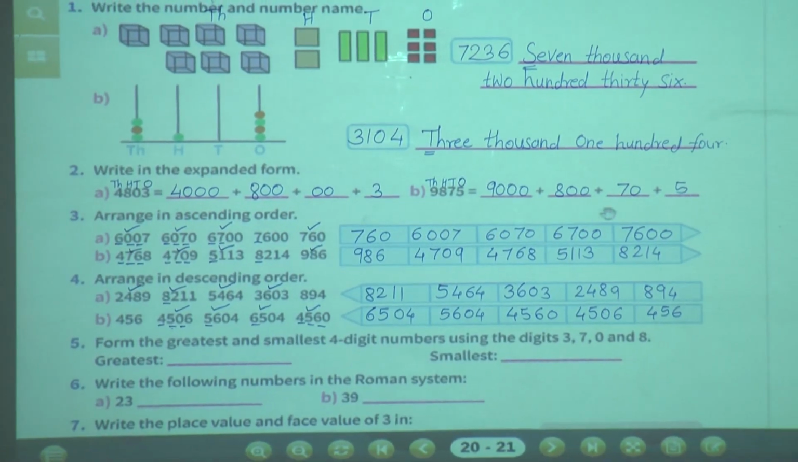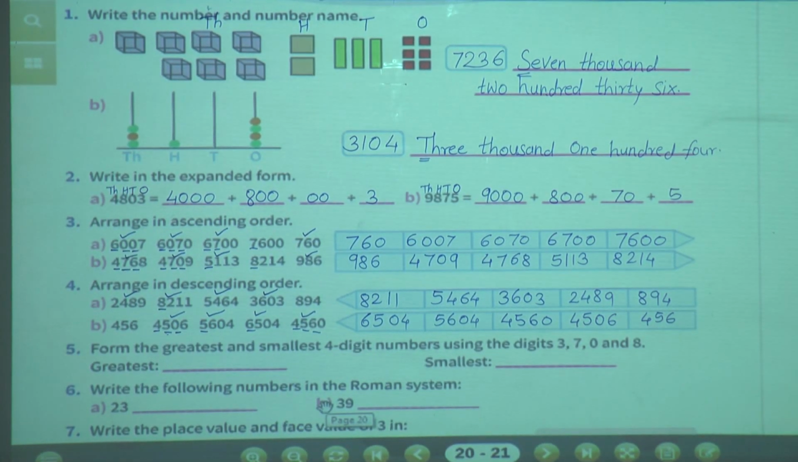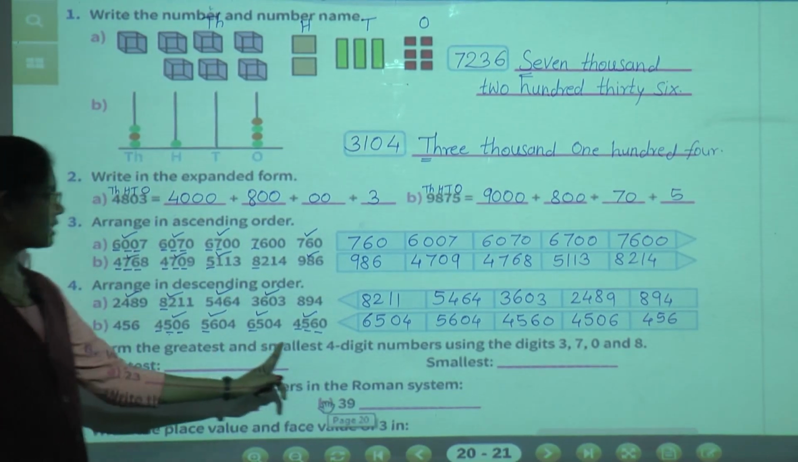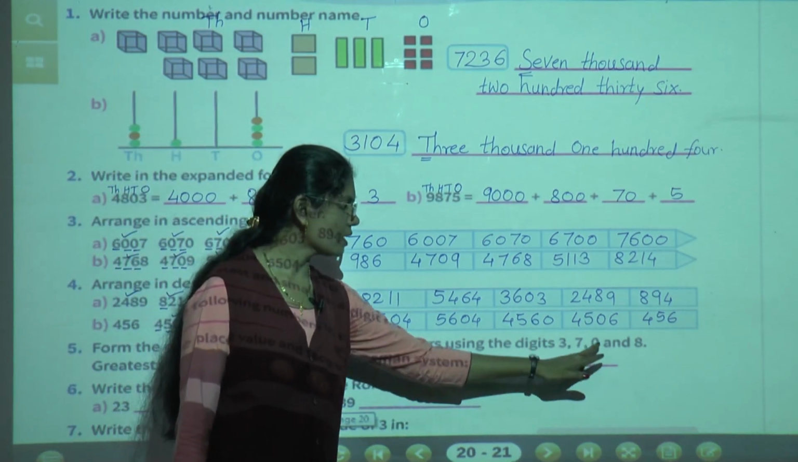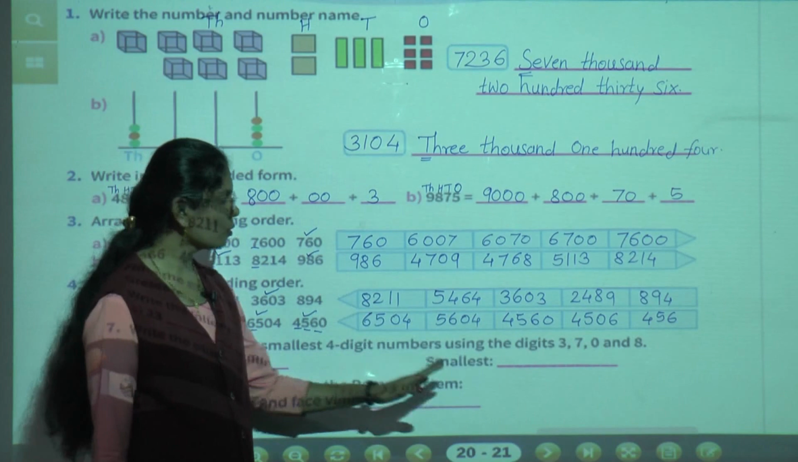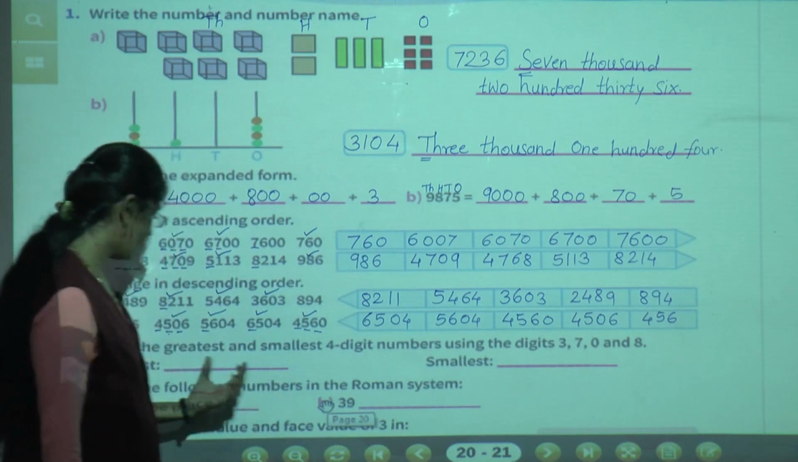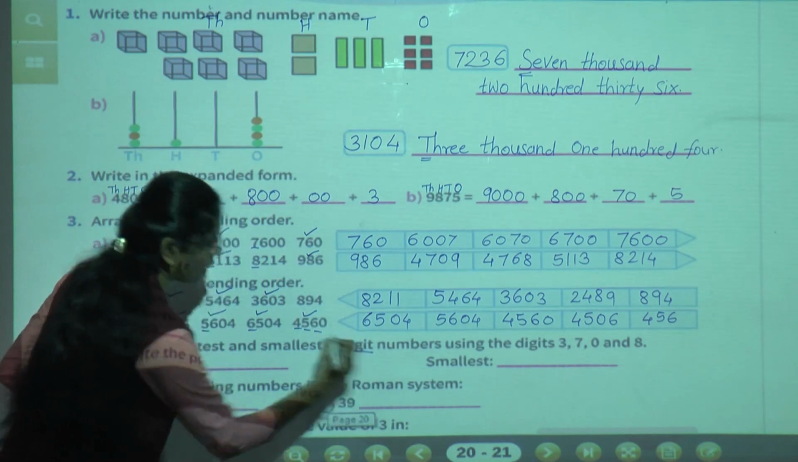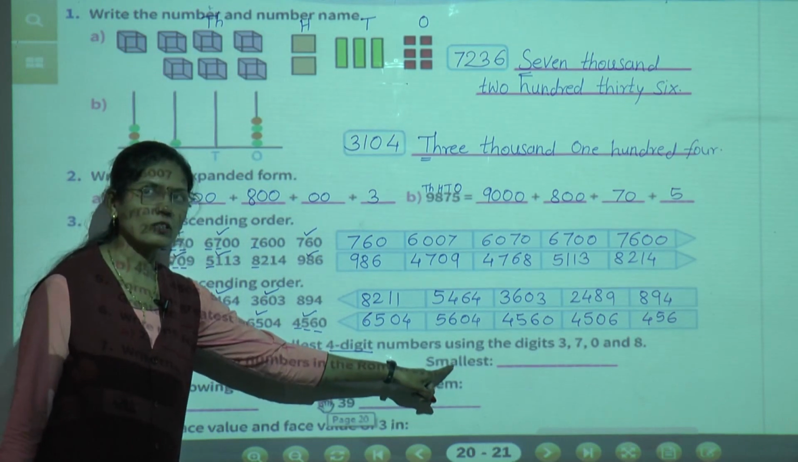The question is, form the greatest and smallest 4-digit numbers using the digits 3708. What is the question? Form the greatest and smallest 4-digit numbers using the digits 3708. Means what we have to do? By using these 4 digits, we have to form the greatest 4-digit number. Keep this in your mind. We have to make a 4-digit number. Okay, greatest 4-digit number and smallest 4-digit number.